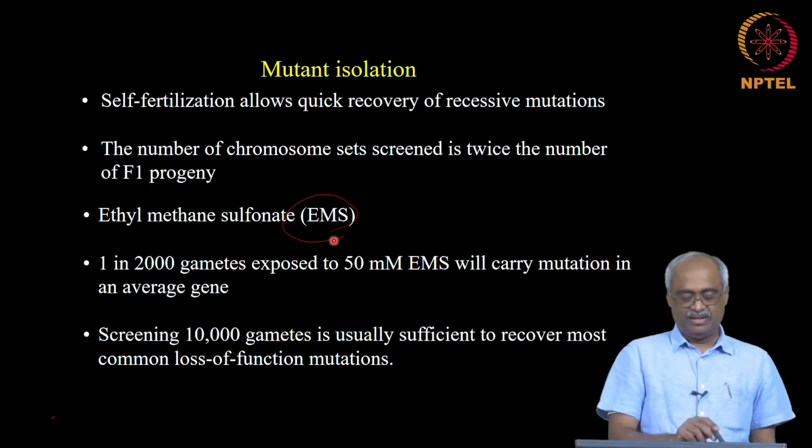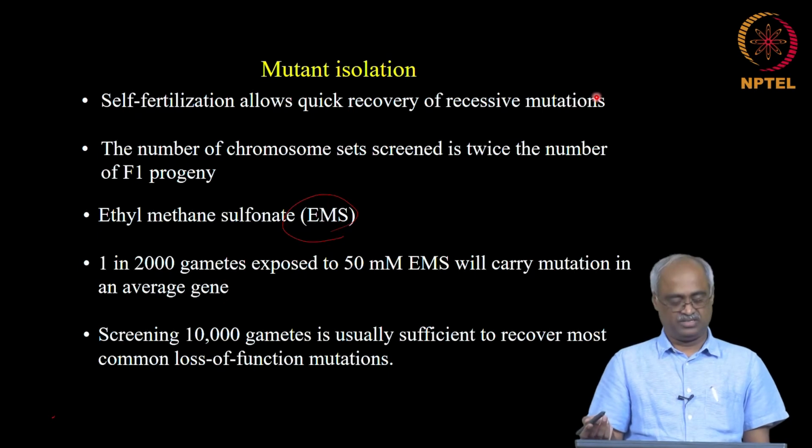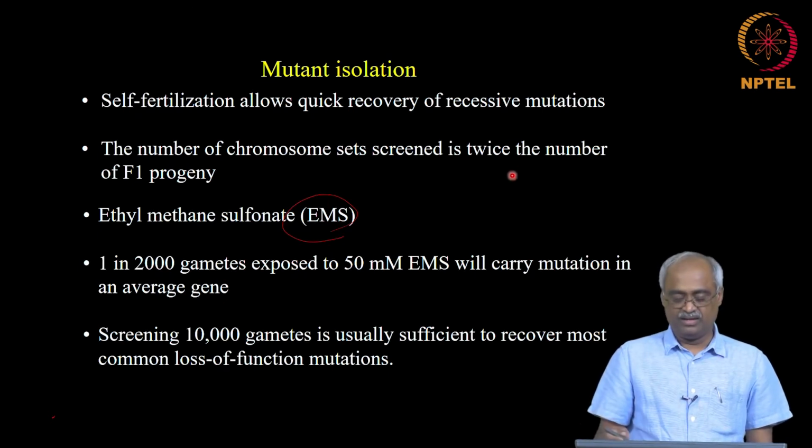So, we already saw this self fertilization allows quick recovery of recessive mutations, and these are listing some of the advantages, the first 2 bullets, advantages of using C.